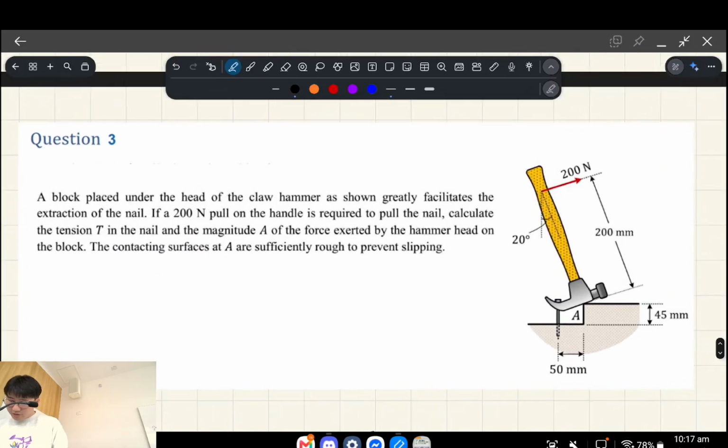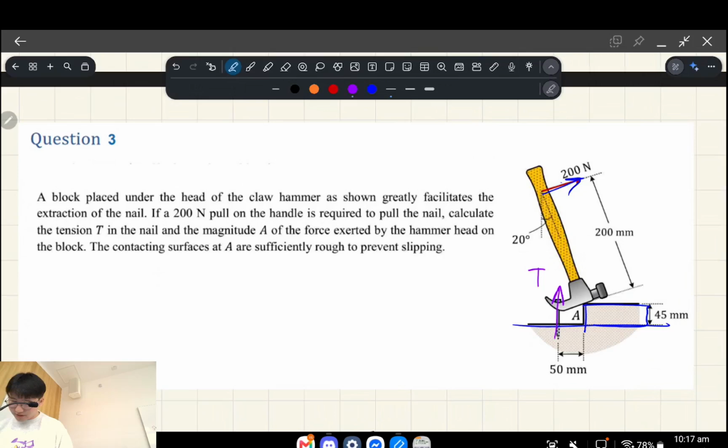Basically, it says a block. Okay, so that's the ground, this is a block. A block is placed under the head of a hammer claw as shown, which greatly facilitates the extraction of a nail. If a 200 Newton pull on the handle is required to pull the nail, so that's that going diagonal, calculate the tension in the nail, which we're going to do as that.